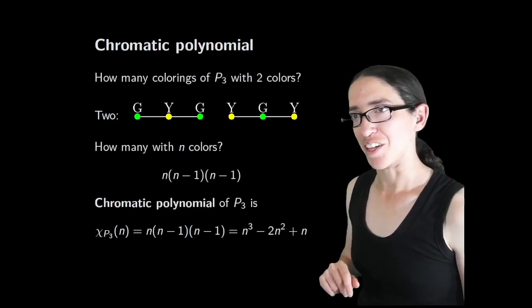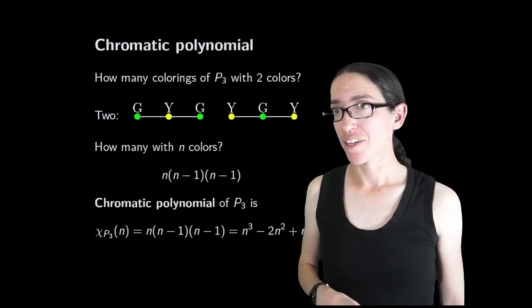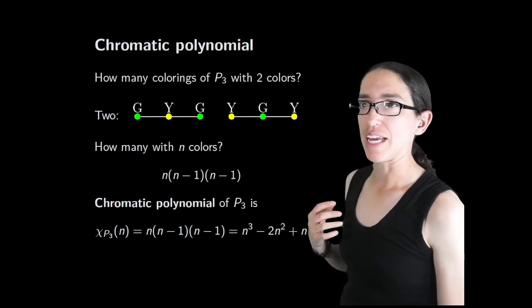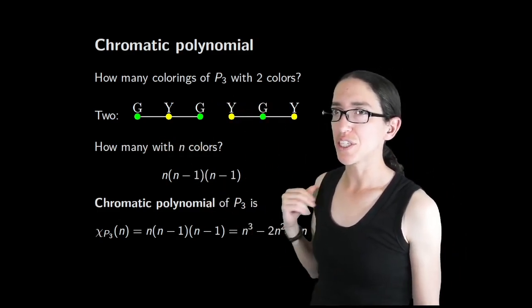Now, how many colorings are there once we know it can be colored? How many colorings, for instance, of P3 have 2 colors? Let's say we're just using green and yellow.